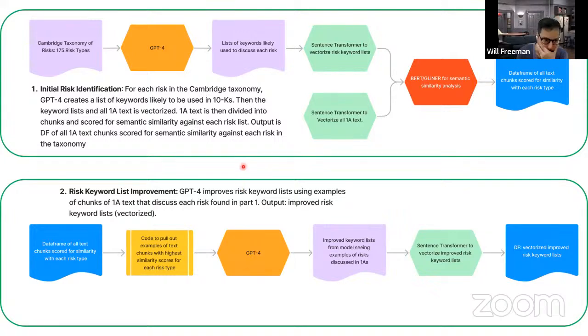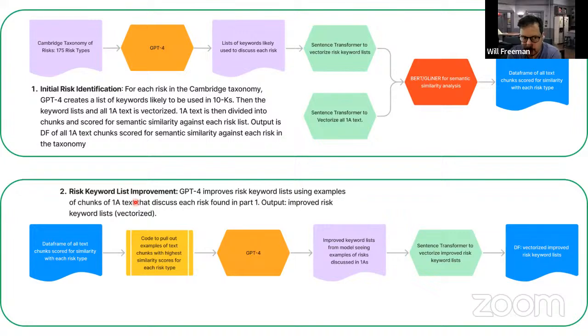So the first thing was what I just explained. GPT-4 would go through and say, hey, here's what I think the keywords would be that would discuss this risk. And then I would turn those into embeddings. So we have the keyword risk lists as embeddings, 200 of those. And then I would go through and embed the entire corpus as well. Each sentence would be chunked, and those would be vectorized as well. And we would match them. And that did okay, not very well. So the second thing I did was go back and try to improve on those.